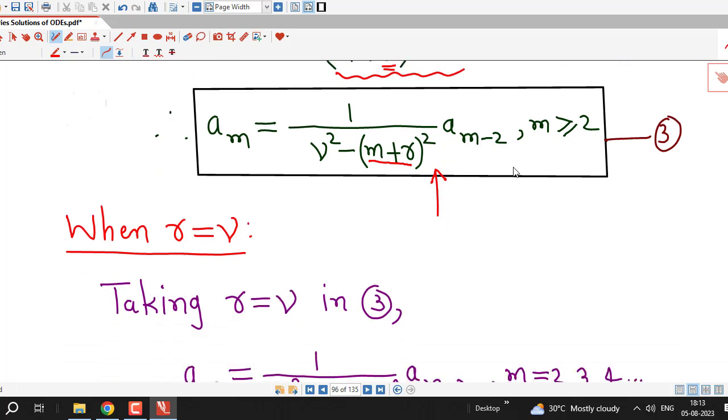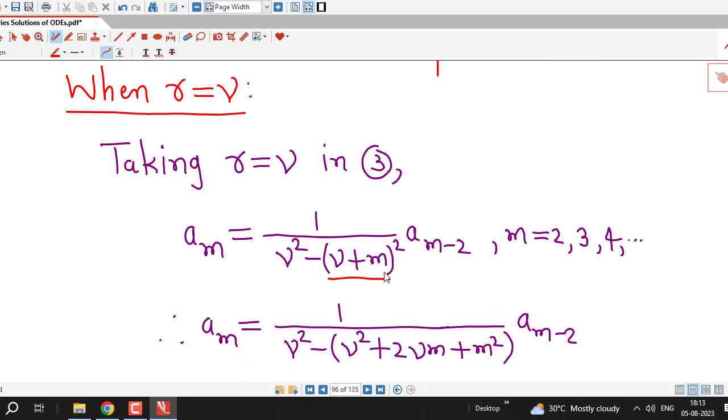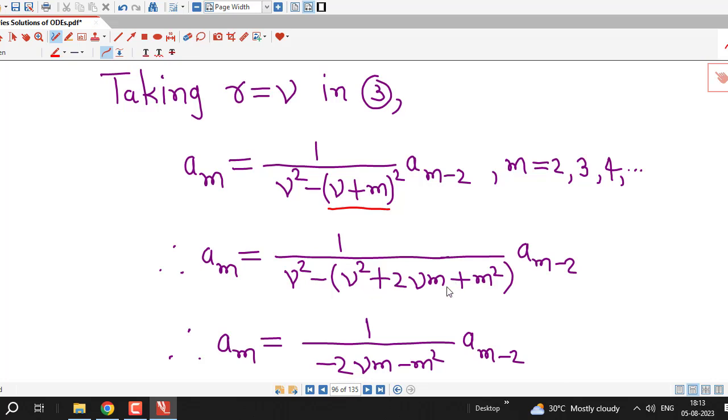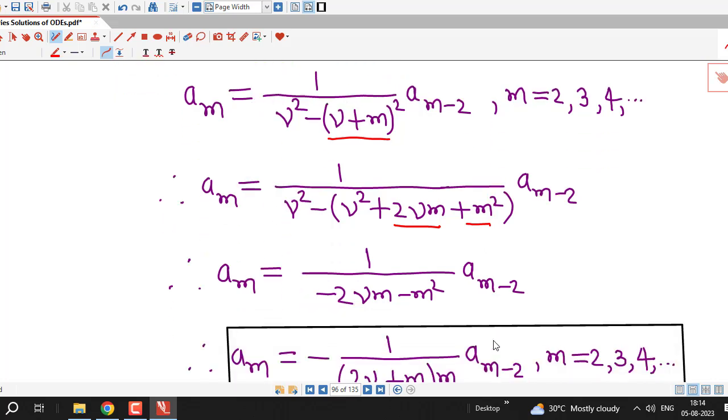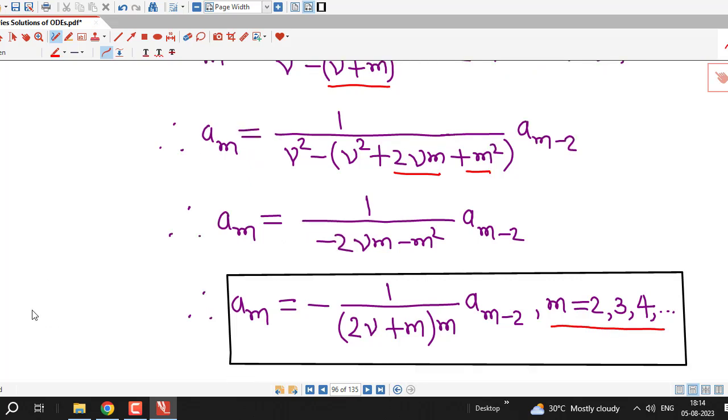Taking r equal to nu in this recurrence relation 3, we have this quantity, and then we expand this nu square plus 2 nu m plus m square. So we can see nu square will get cancelled, and we have minus 2 nu m minus m square, am minus 2. And if we take this minus m common, we have minus 1 over m into 2 nu plus m, am minus 2, m equal to 2, 3, 4 and so on. So this is the recurrence relation when we consider the root of the initial equation as r equal to nu.